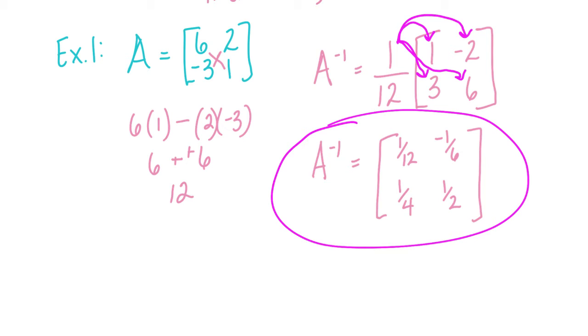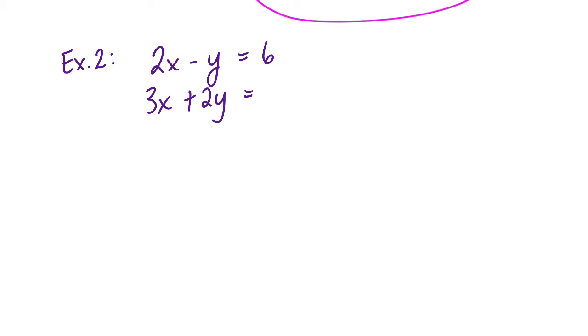So remember when we did solving systems of equations, we did 3 by 3. I don't even know if I have a 3 by 3. I guess we'll do a 2 by 2. I'm looking through the book right here, and I don't have a 3 by 3. So let's do a 2 by 2. Example 2: 2x minus y equals 6, 3x plus 2y is equal to negative 19.